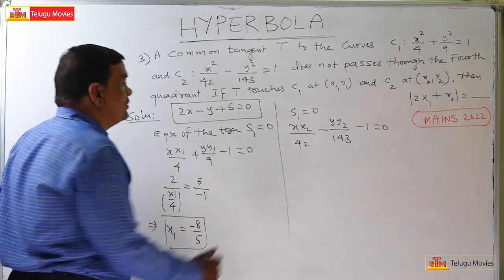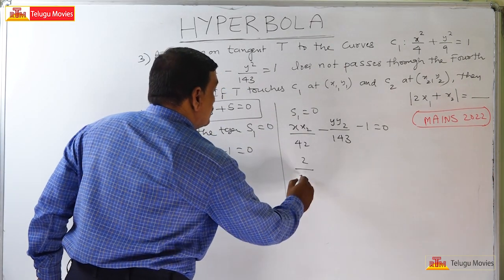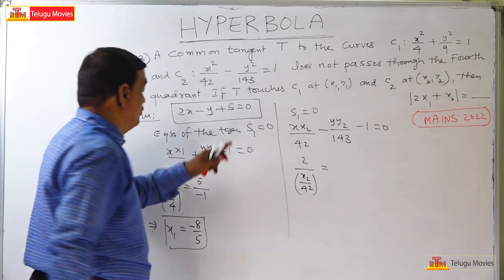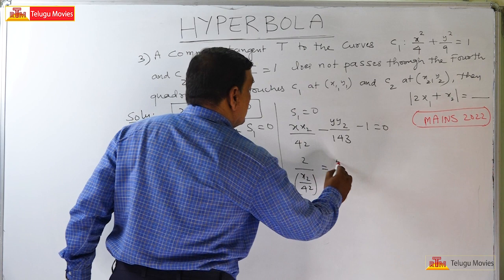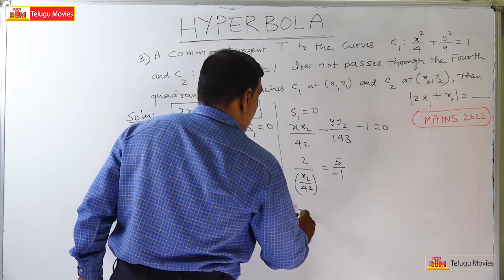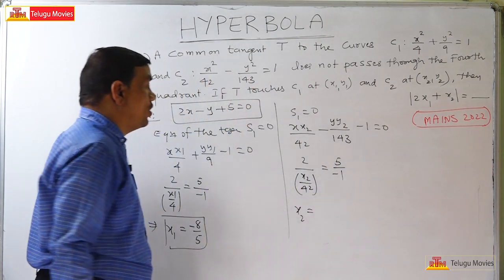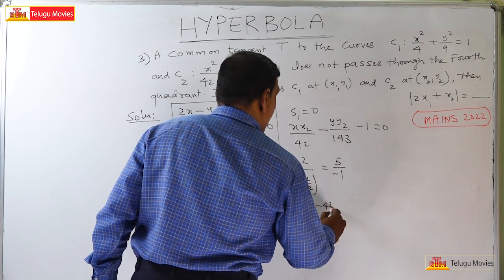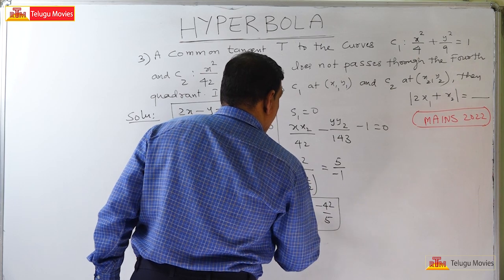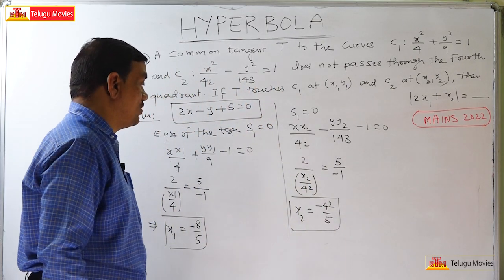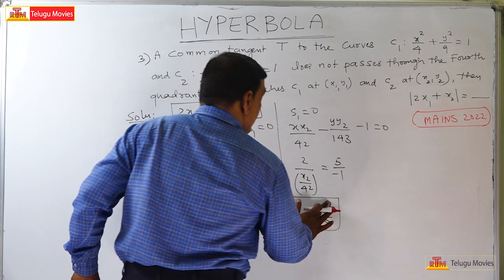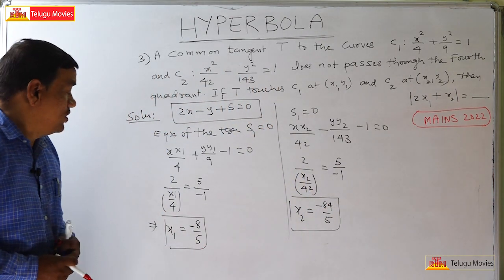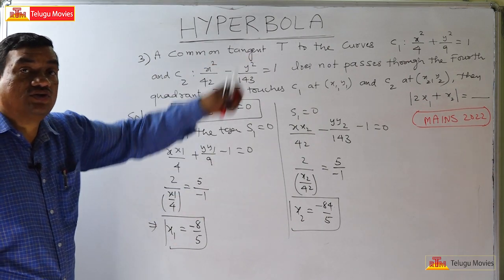So here a1 means 2 upon x2 by 42 is equal to, here the constant 5, here the constant minus 1. From this, x2 is equal to how much? Minus 42 by 5. Understand? Not minus 42, sorry, here multiplied, 84. Therefore 84 by 5. So we got the x1 value and x2 value, substitute there.